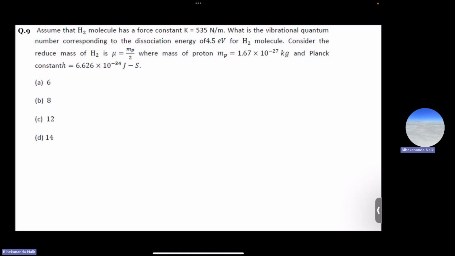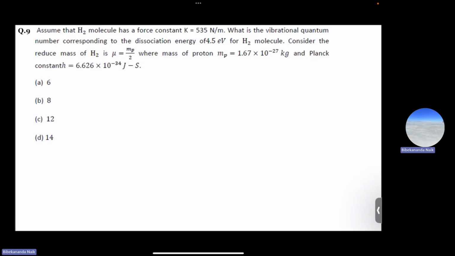Mp by 2, that is, Mp is the mass of proton. The mass of proton is also given, 1.67 into 10 to the power minus 27 kg, and the Planck's constant 6.626 into 10 to the power minus 34 joule second. The options are option A 6, option B 8, option C 12 and option D 14. I'll give you a few minutes to try this question and after that we will discuss.